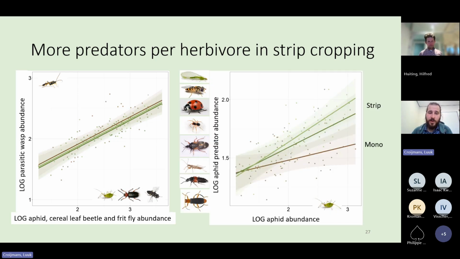However, if we look at natural enemies, so more the predators of the herbivores, then for example, for the aphids and their specific natural enemies, we saw that if the number of aphids increases, then we see a larger increase in natural enemies in strip cropping than in monocultures. So per individual aphid, there's more natural enemies in strip cropping than in monoculture. So that's at least kind of a nice positive effect. For me, that gives a bit of an impression that these systems are a bit more resilient against pest outbreaks. There's more natural enemies that can be there to maintain them.